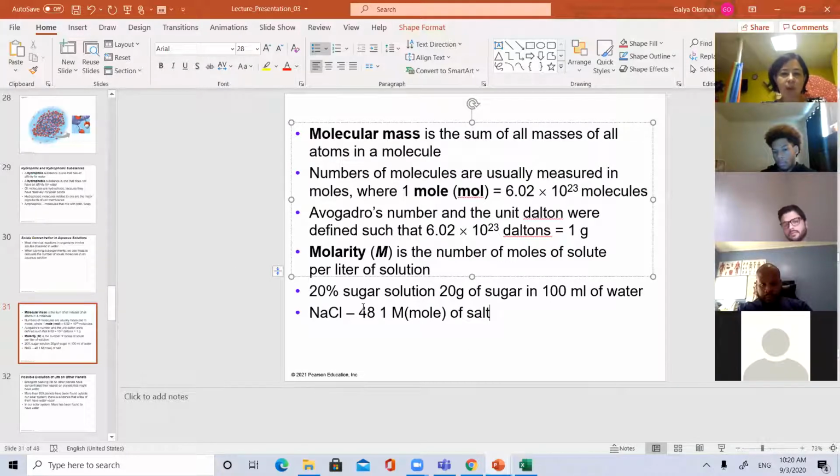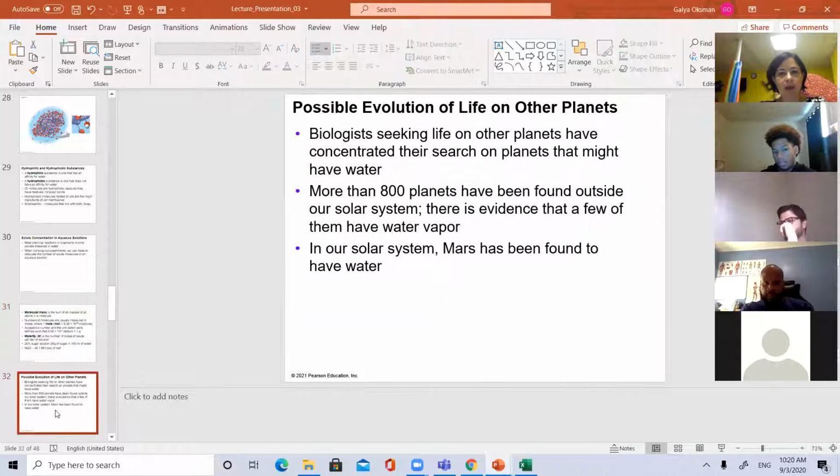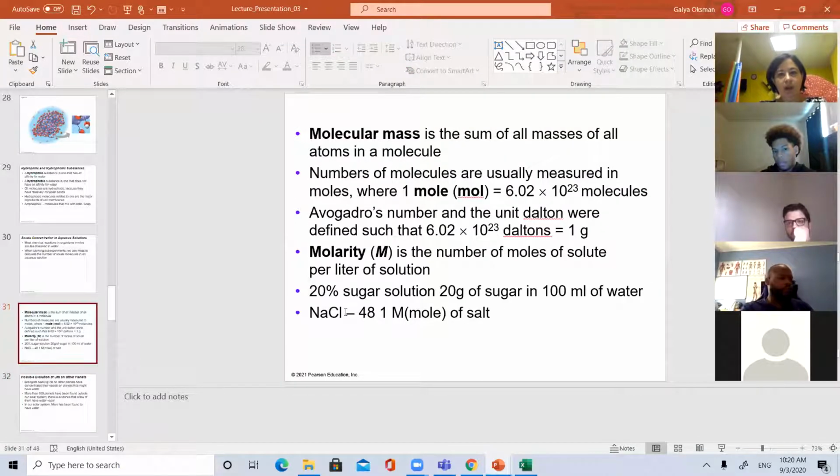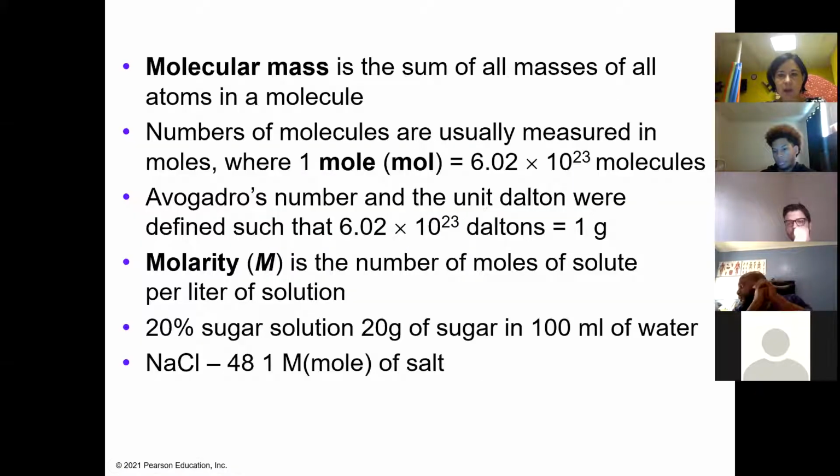I'm not sure if we're gonna get back to this, but I don't think it's that important these days, what a mole is. But again, it's a slightly different approach to how to prepare solutions rather than by weight.